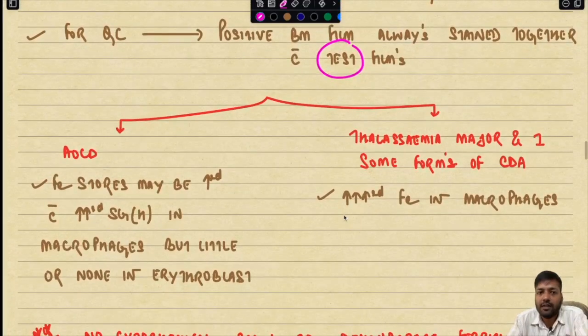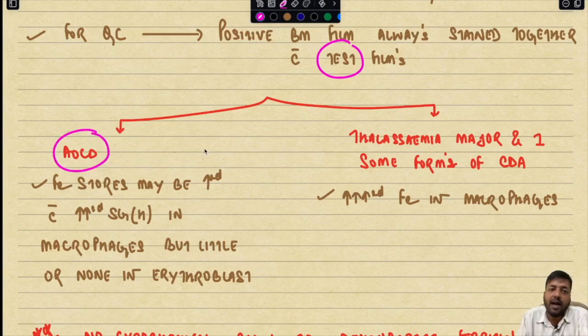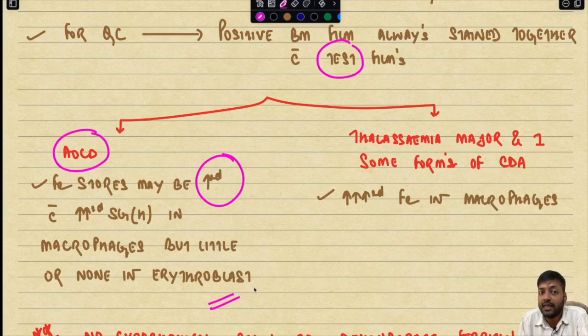Now, something more I would like to add: in conditions of anemia of chronic disease, the iron stores may be increased, with increased siderotic granules, that is hemosiderin, in the macrophages but little or none in the erythroblasts. So this is the morphological feature in AOCD if they are associated with increased iron stores, for example, in conditions of chronic infection.